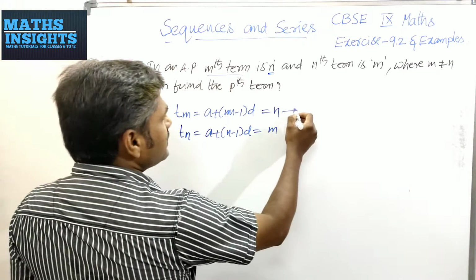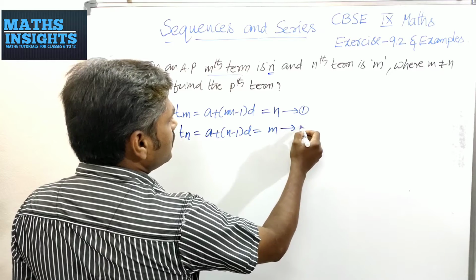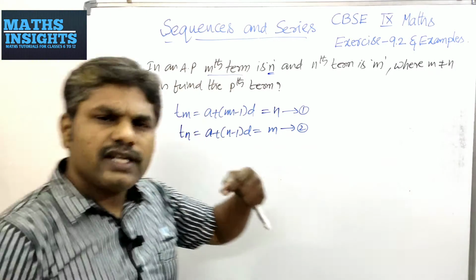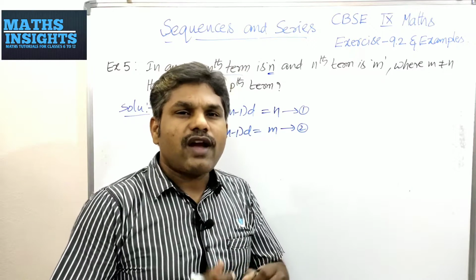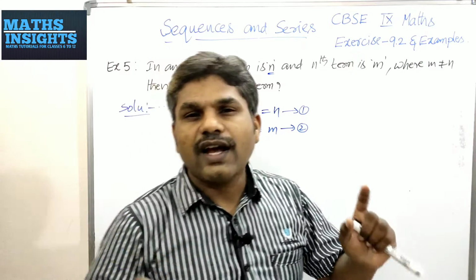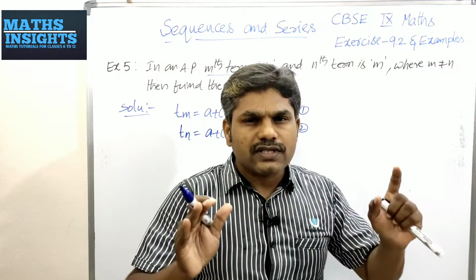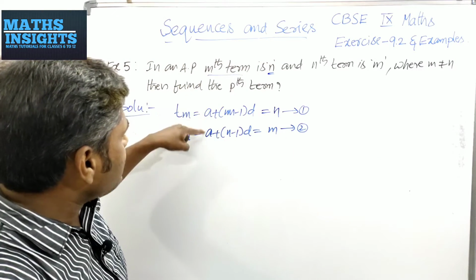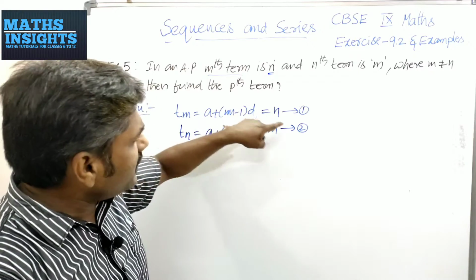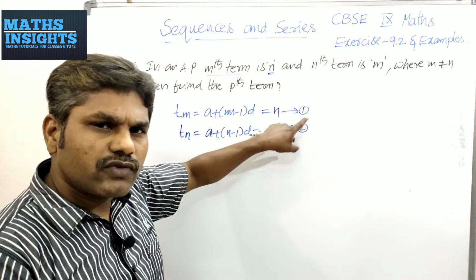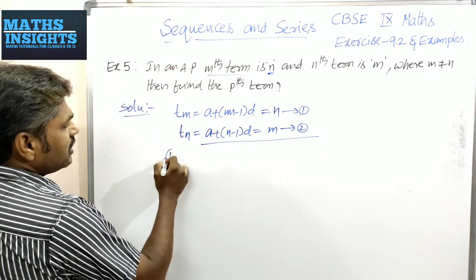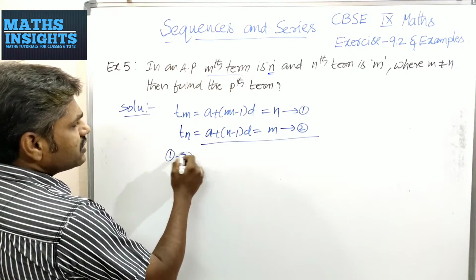If you assume this equation as 1 and this as 2, it is very simple. If you want to find any other particular term, you have to find the values of a and d, where a is the first term and d is the common difference. If you observe, you may cancel this a by subtracting equation number 2 from equation number 1. Therefore, what I am going to do is equation number 1 minus equation number 2.